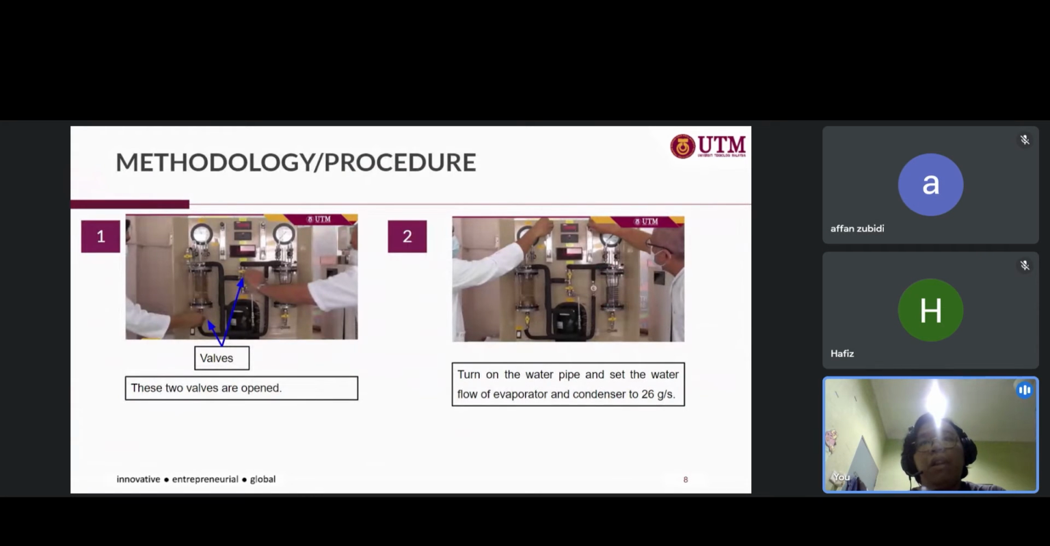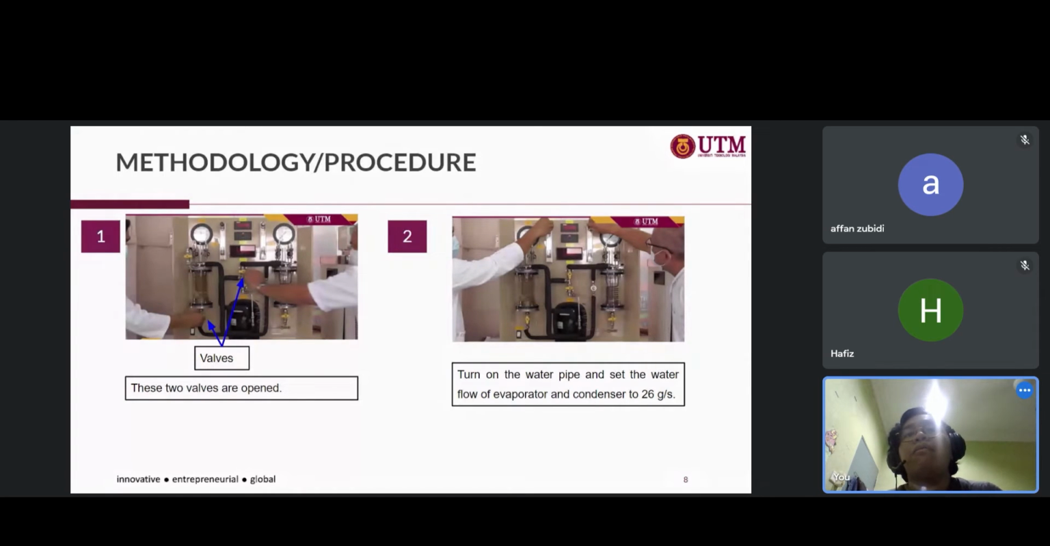So I'll be explaining the methodology, or procedure, now. For the first step, from the picture we can see two arrows. Those two arrows are pointing to the valves. These two valves need to be opened before we start the experiment. The second step is to turn on the water pipe and set the water flow of the evaporator and condenser to 26 grams per second, where the right is the evaporator and the left is the condenser.